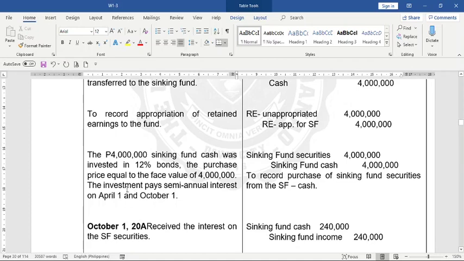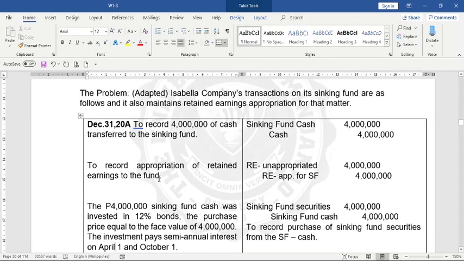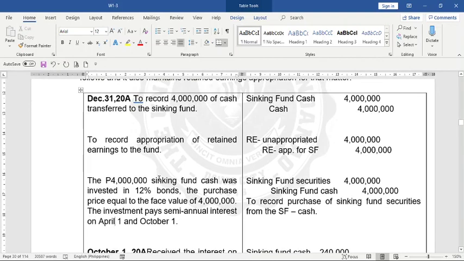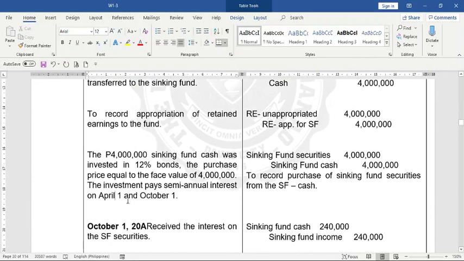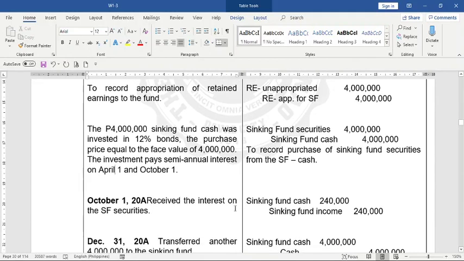So, you purchase it. So, take note, semi-annual ang interest, April 1 and October 1. Kailan binili? Hindi sinabi. So, usually binili before October. Okay, and October 1, naka-receive siya ng interest kasi yung interest natin semi-annual, April 1 and October 1. So, receive interest 4 million times 12%. Kasi 12% ang bond natin.